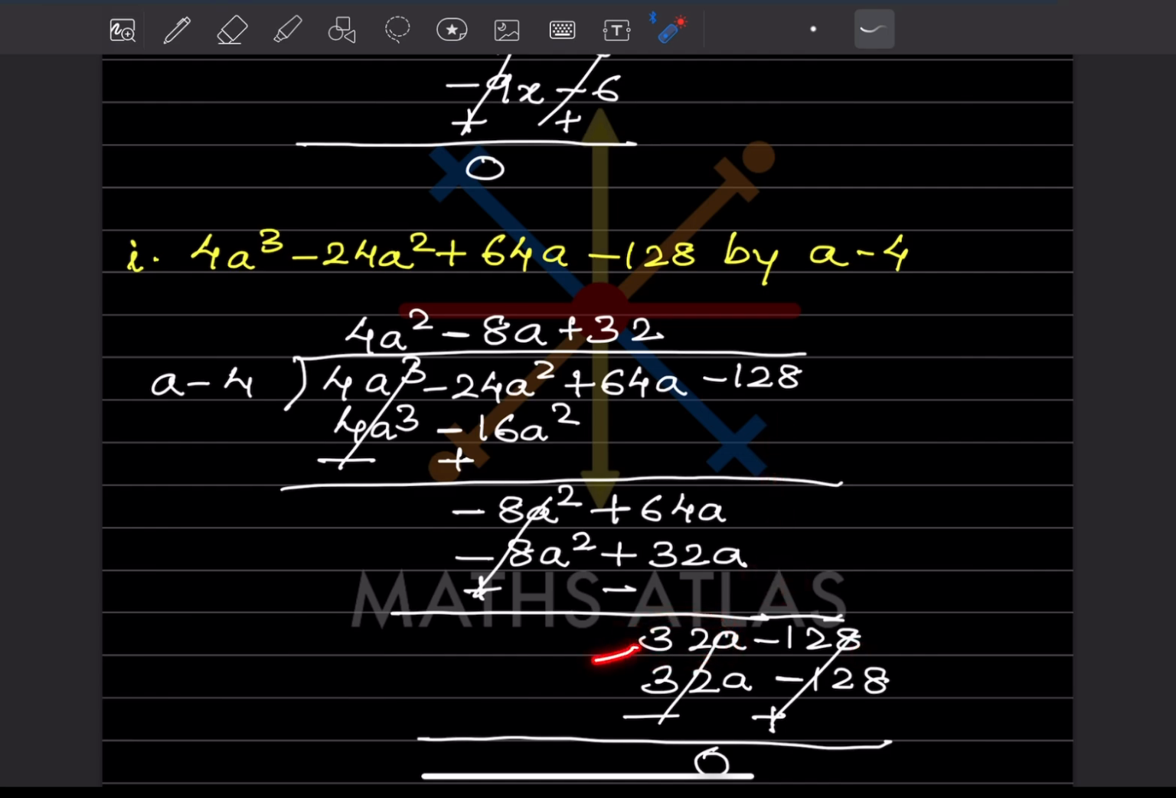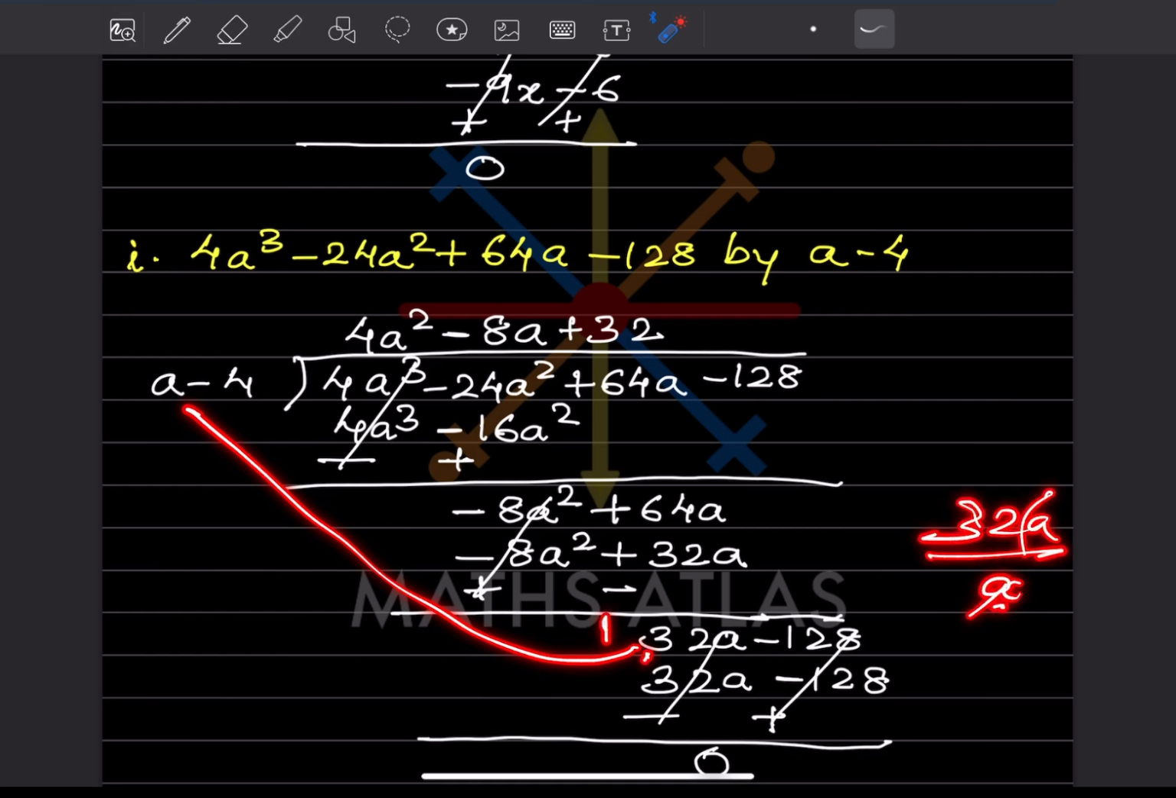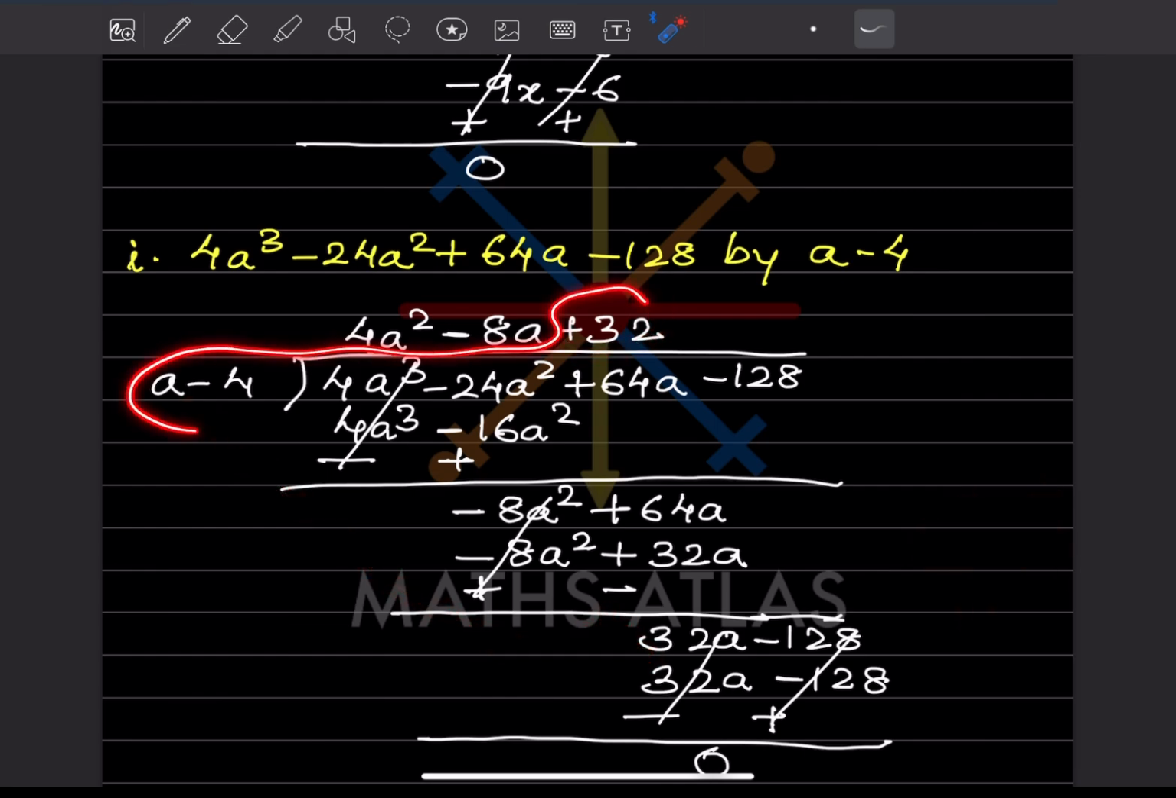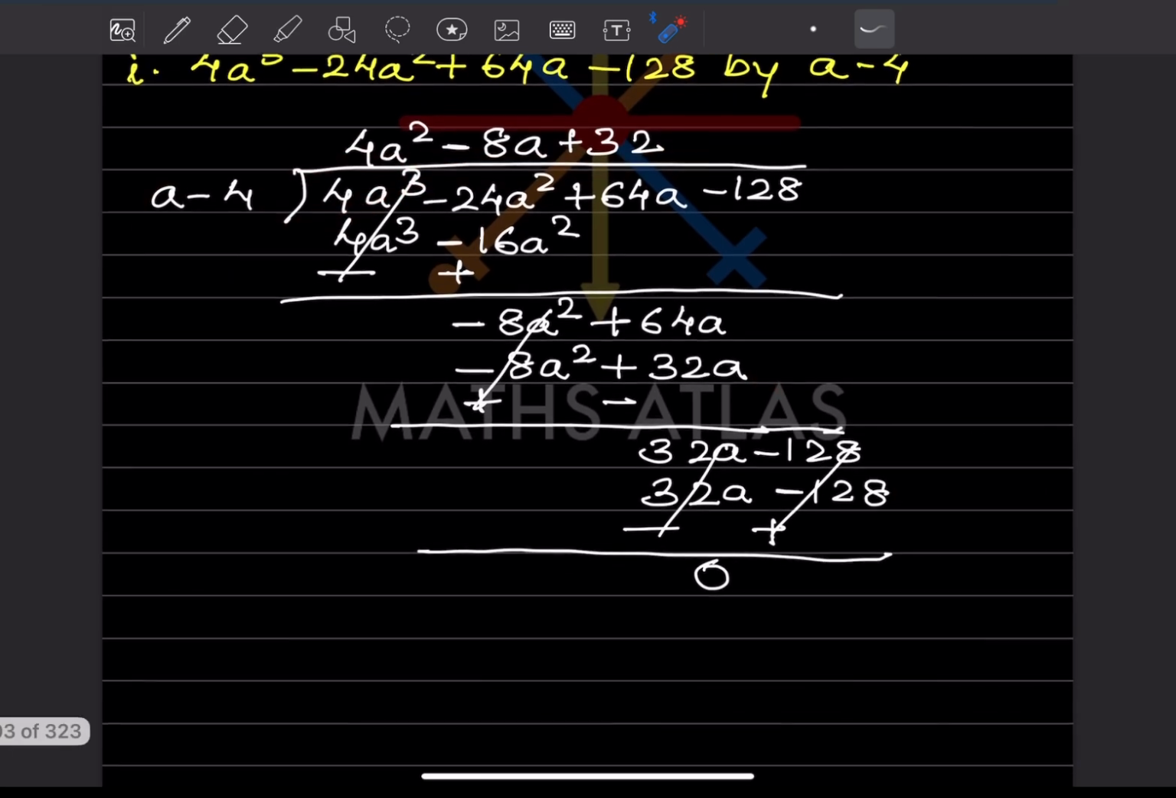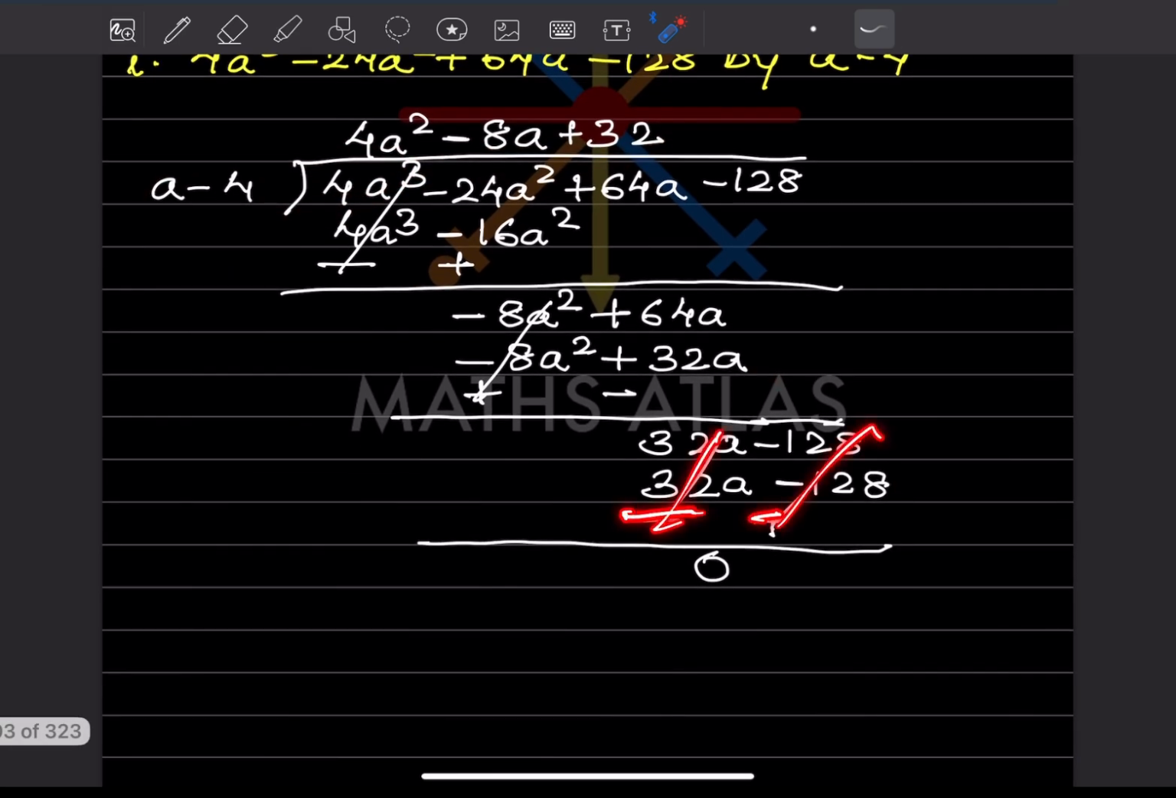Now you will compare this and this one. So that is 32a, and that is a. So this and this gets cancelled. That will be plus, because this is plus. So this will be plus 32. When you multiply this and this one, you get this step. So now here will be 0.